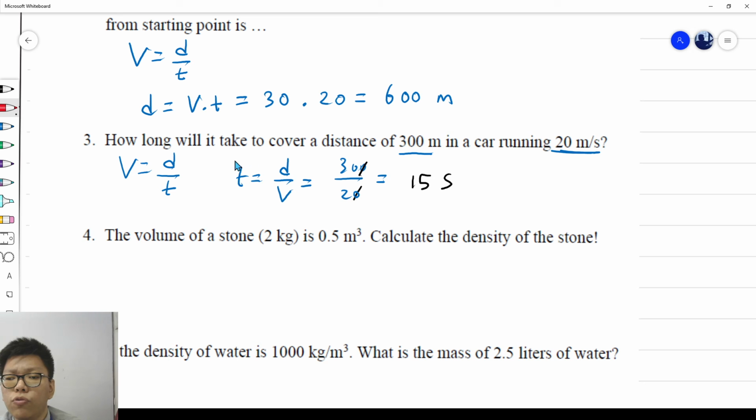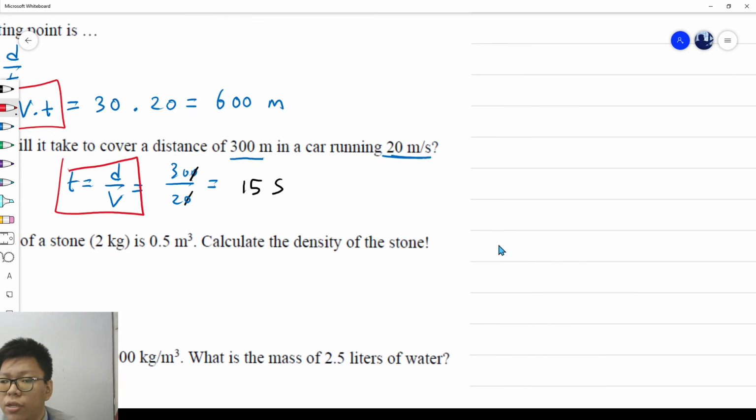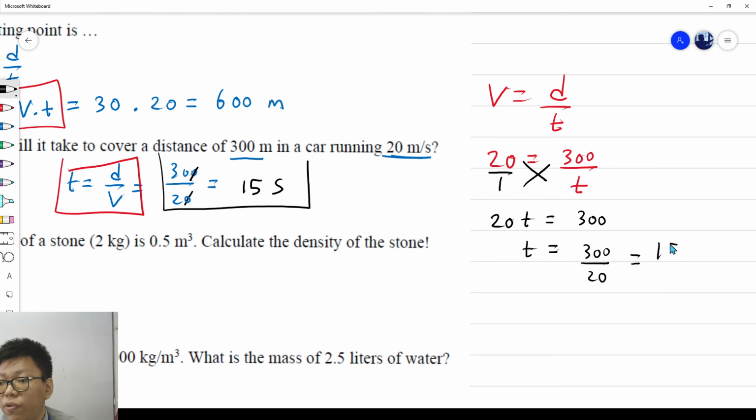Or if you don't want to memorize this one or this one, you can just use one formula. Wait, I'm gonna move it aside for a second. The formula still will be speed equals distance over time. The speed is 20, the distance is 300. What we are looking for is the time, right? How to do this? I believe you already know how to do cross multiplication. It will be 20t equal to 300. And then how to get the t or the time? It will be 300 divided by 20. It will be the same, right? Result is 15 seconds.